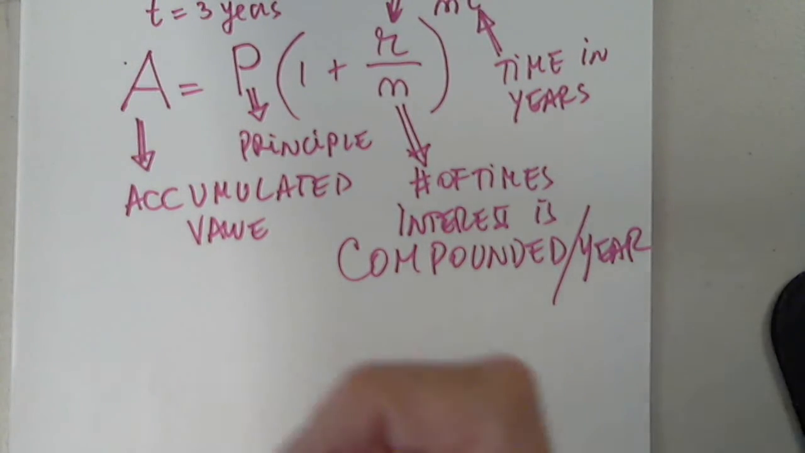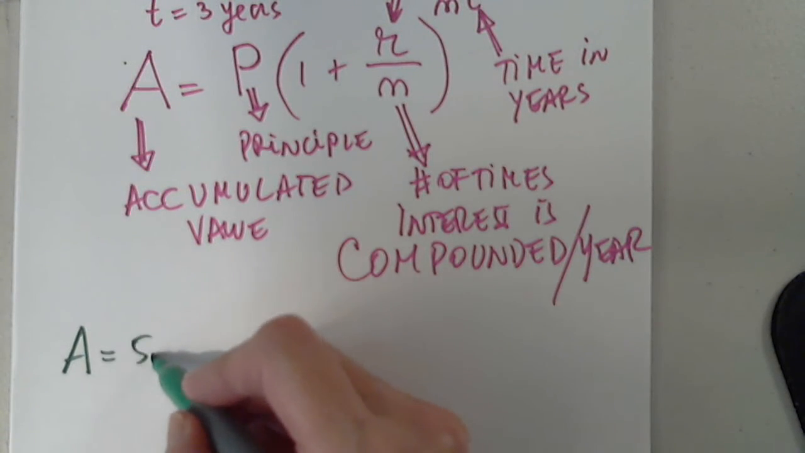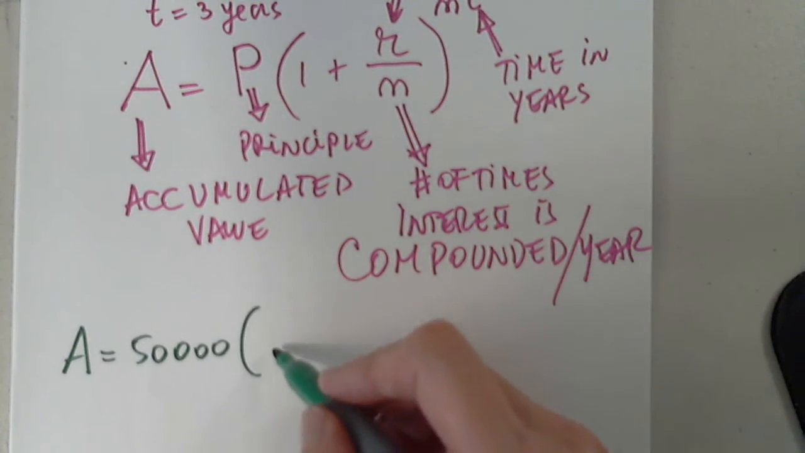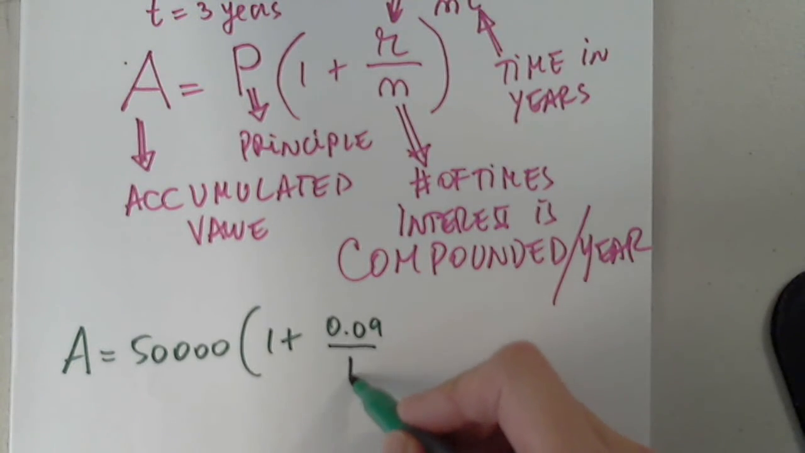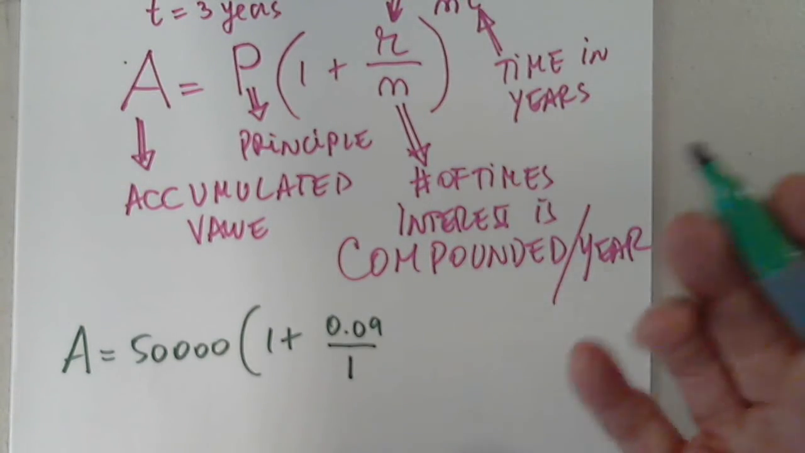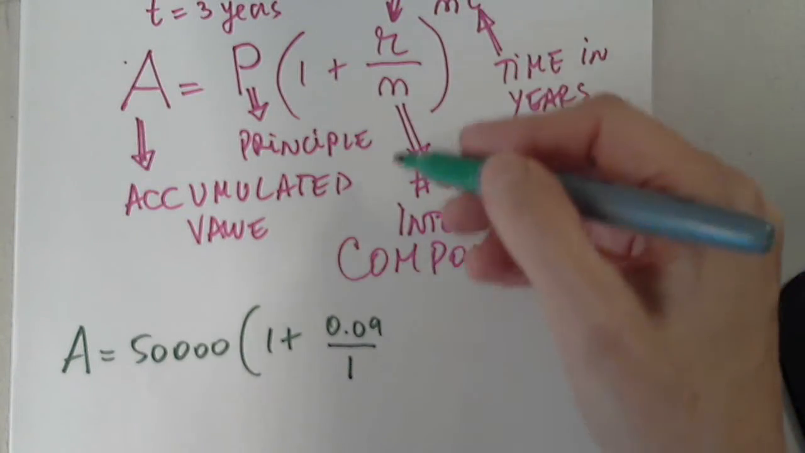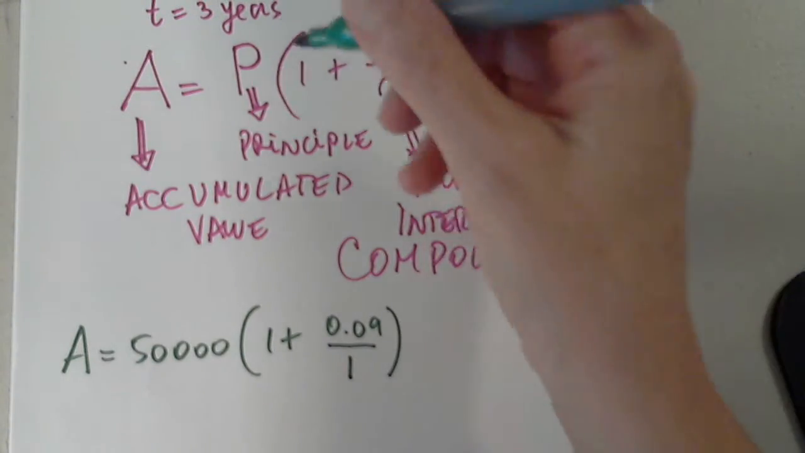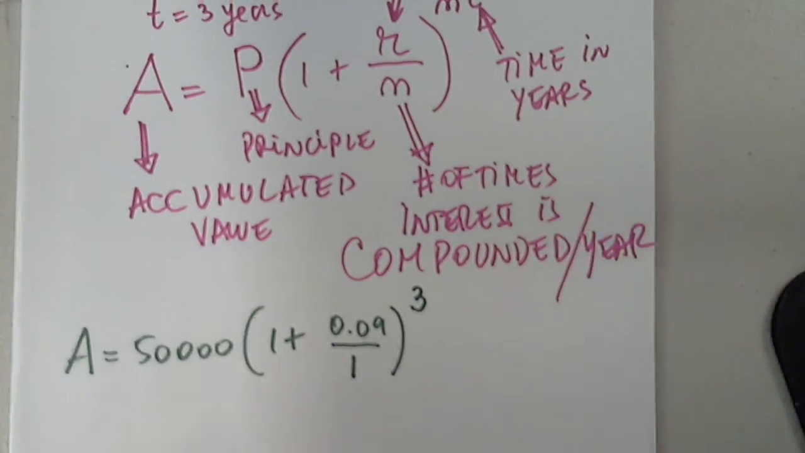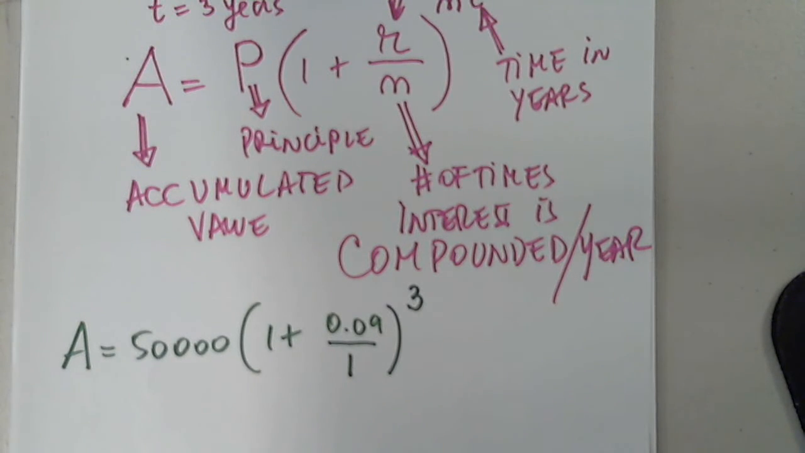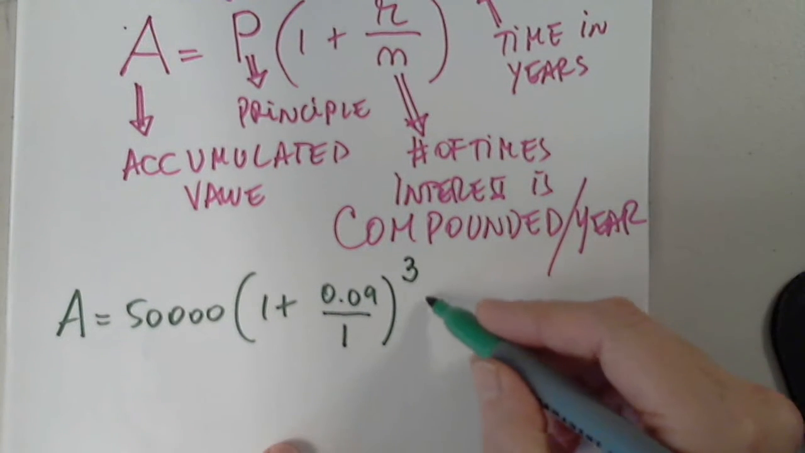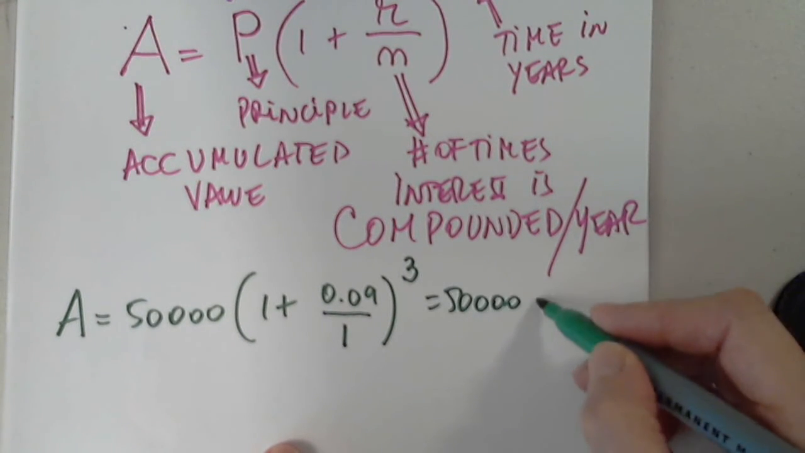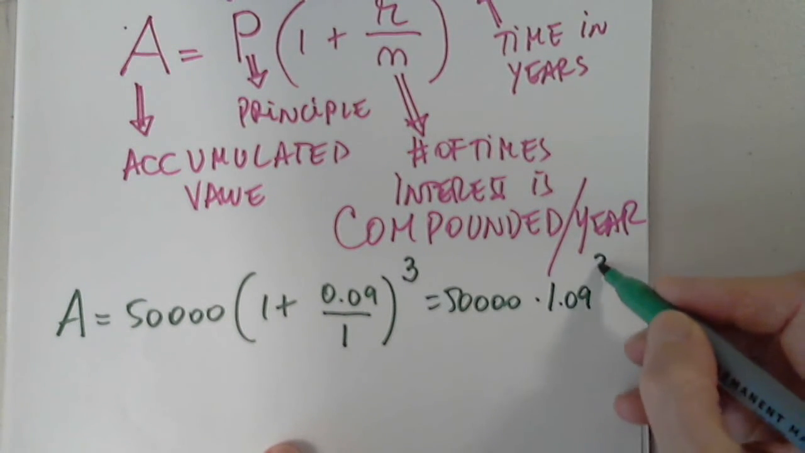Good. So then the accumulated value will be 50,000 in parentheses 1.09. There is no need to put over 1 because it's just 1, but I'm going to put it just for you to understand where it's coming from. And raised to 3 times 1, which will be 3. In this case you can combine these because it's very easy. So it's 50,000 multiplied by 1.09 to the third power.